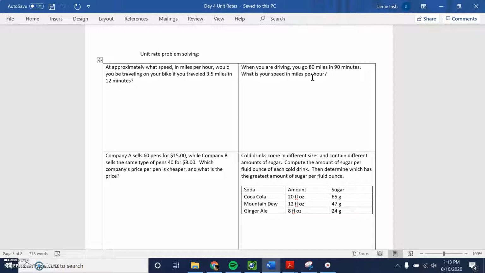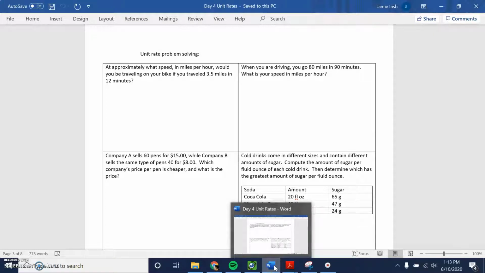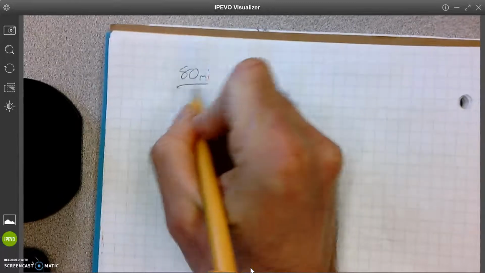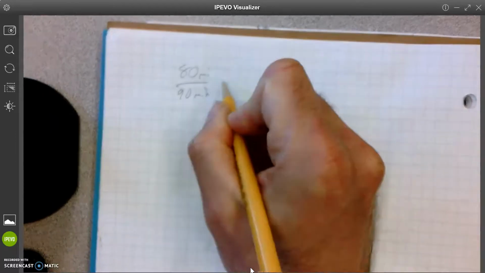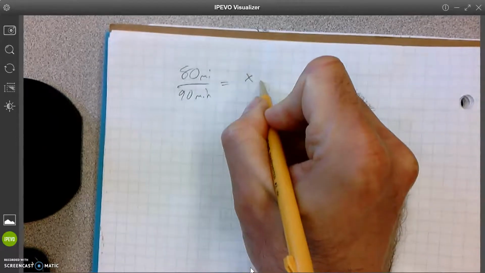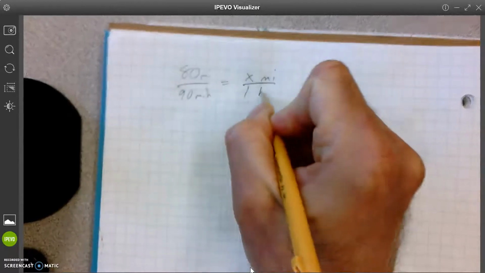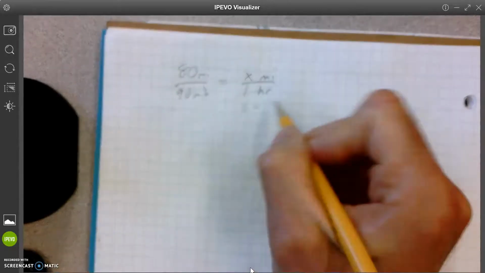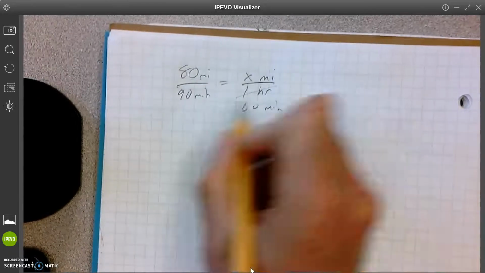80 miles in 90 minutes. Let's try it. So you go 80 miles, 90 minutes. So that's going to be x miles per 1 hour. You go miles per hour. We're going to change this to 60 minutes. Mr. Harris, can you change this?